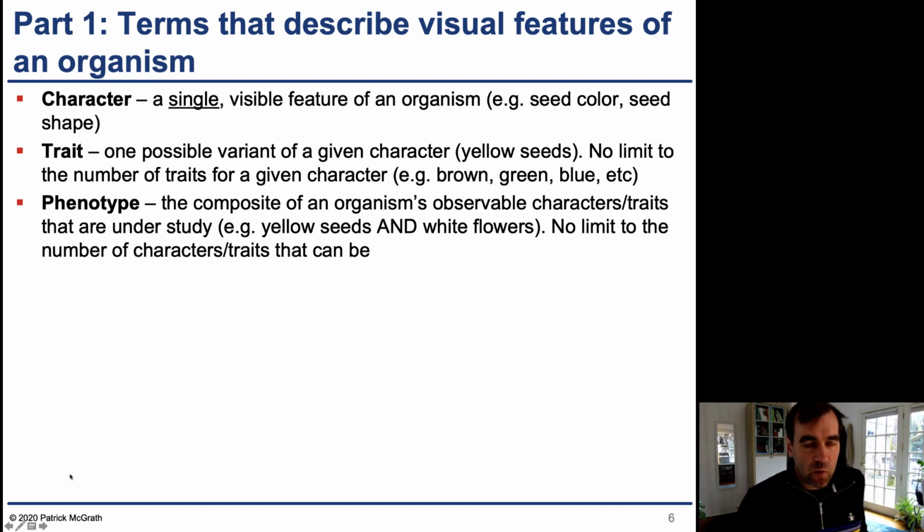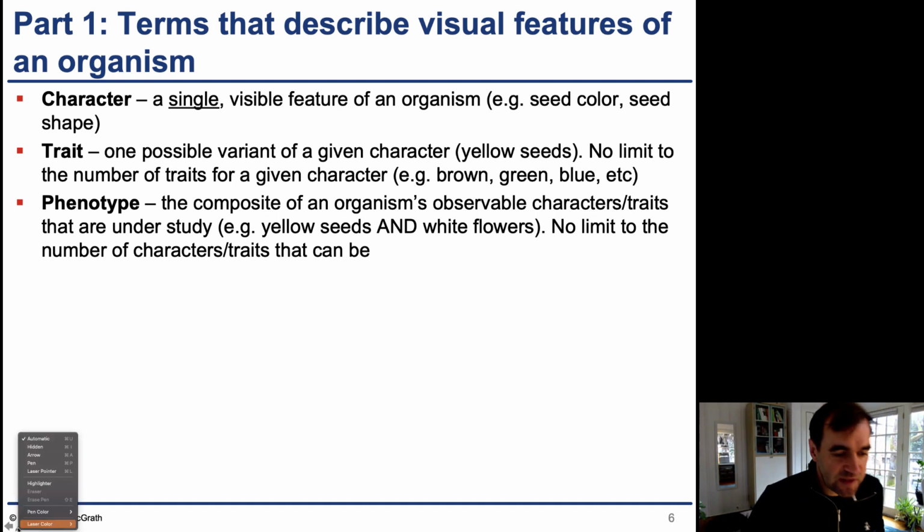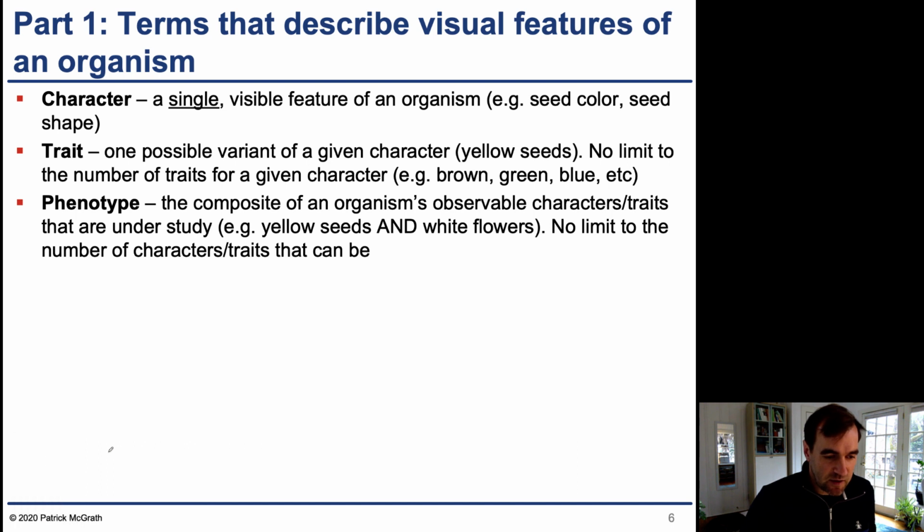All right, so part one, the first thing that we need to cover is some terminology. So again, terminology is very important. You have to start to memorize these words. And some of the important words describe how an individual looks. So character, trait, and phenotype are all different ways to describe how an individual looks.